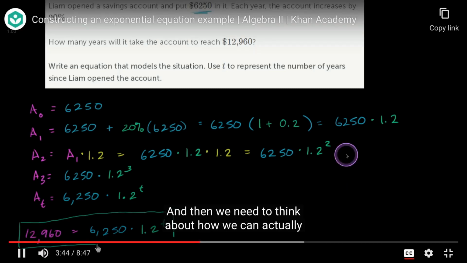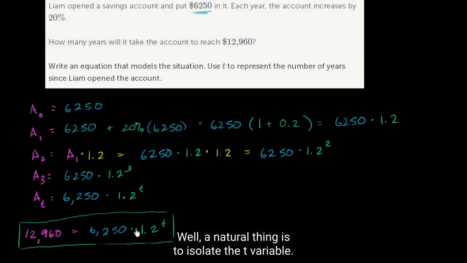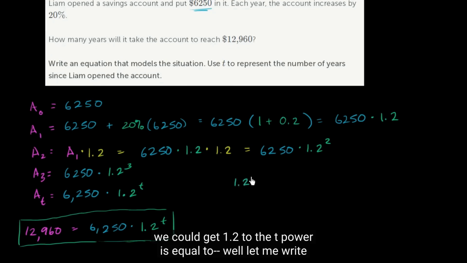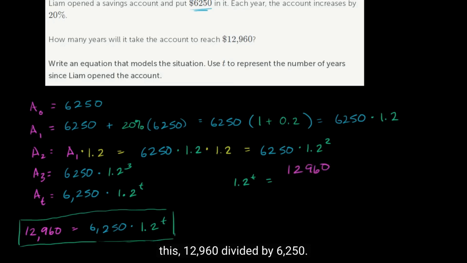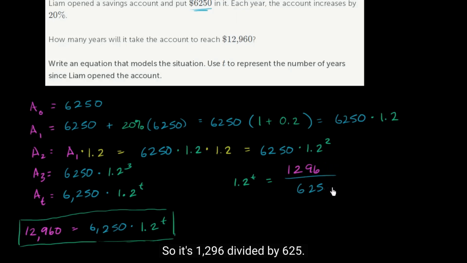And then we need to think about how we can actually go about solving this thing. Well, a natural thing is to isolate the t variable. Let's divide both sides by 6,250. If we flip the two sides, we get 1.2 to the t power is equal to 12,960 divided by 6,250. And since they're both divisible by 10, why don't we divide them both by 10? So it's 1,296 divided by 625.